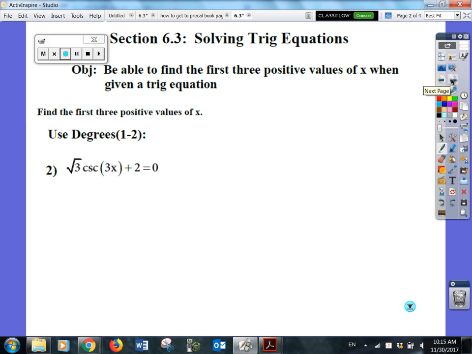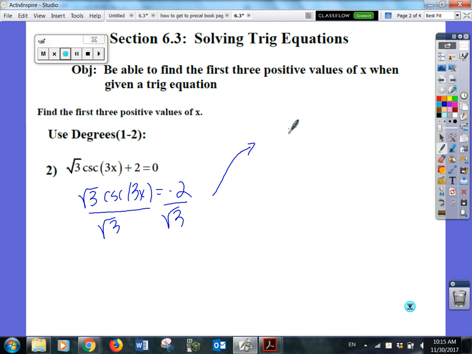All right, the next one, cosecant, and there's a period change. The first thing you have to do is get that cosecant of 3x by itself. So first we want to subtract the 2. So we get root 3 cosecant of 3x equals negative 2. Then divide by root 3. So when that happens, we get cosecant of 3x equals negative 2 over root 3.